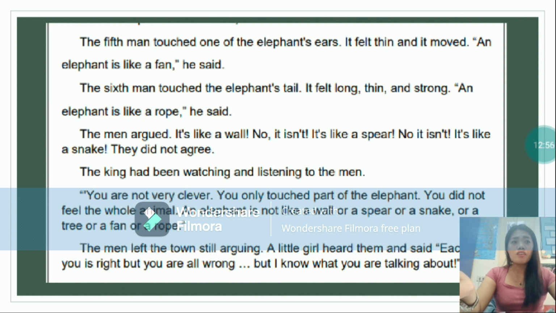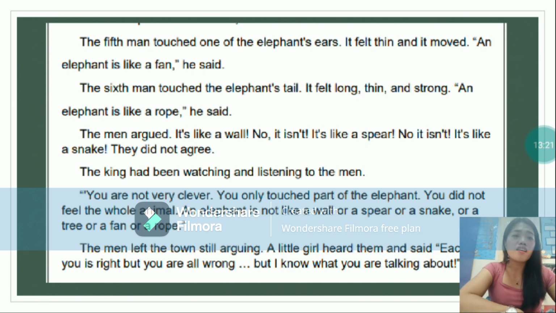You are not very clever. You only touched part of the elephant. You did not feel the whole animal. An elephant is not like a wall or a spear or a snake or a tree or a fan or a rope." The man left the town still arguing. A little girl heard them and said, "Each of you is right, but you are all wrong. But I know what you're talking about."